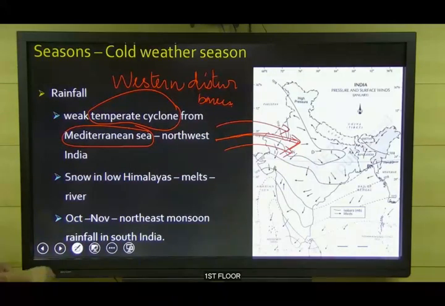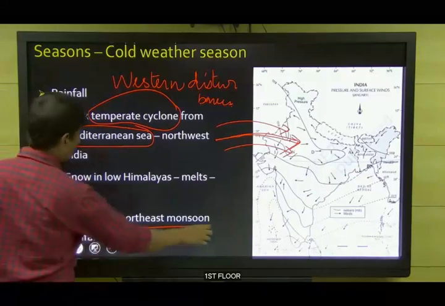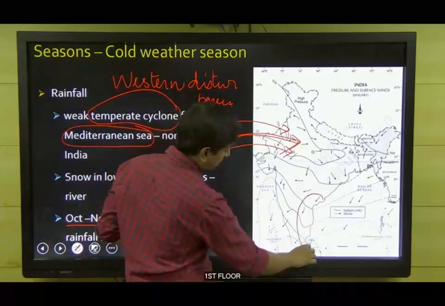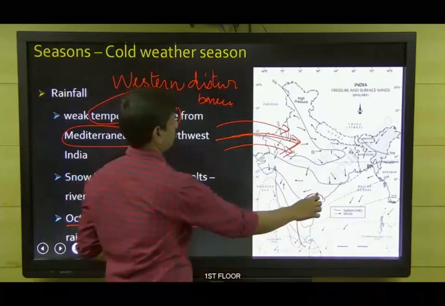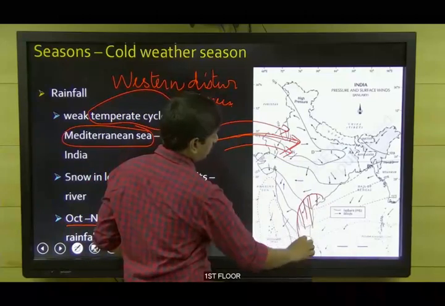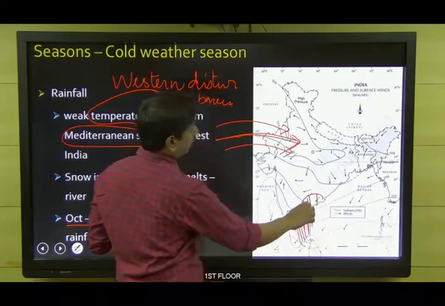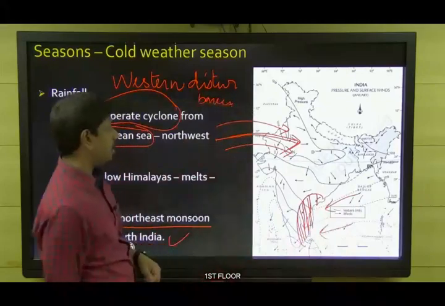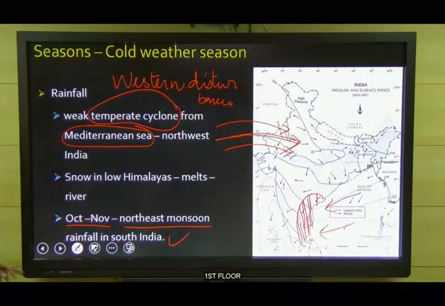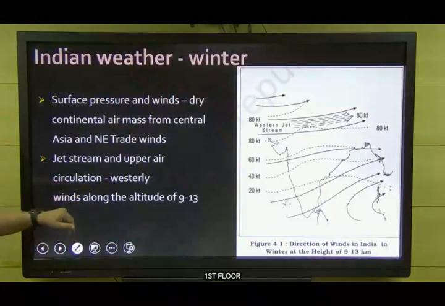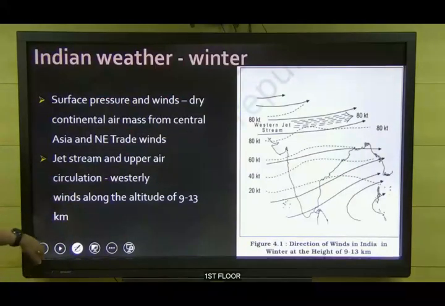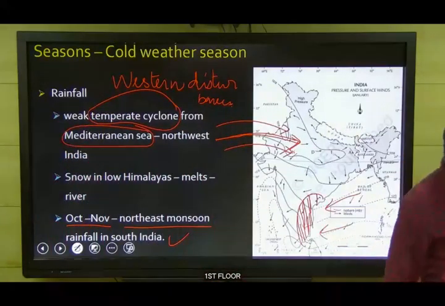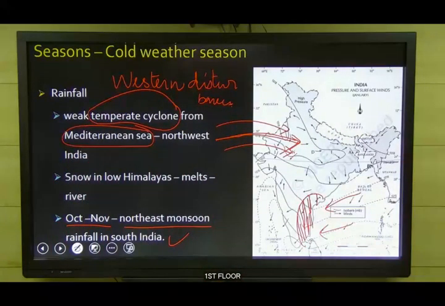So then during October-November, the northeast monsoon sets in and gives rainfall only to this region, because only the wind which is blowing into this region is fed by the Bay of Bengal moisture and then gives rainfall to that region. Okay, so after this it is monsoon. We will deal with it in the next class. Monsoon and natural vegetation, we will have in the next class.